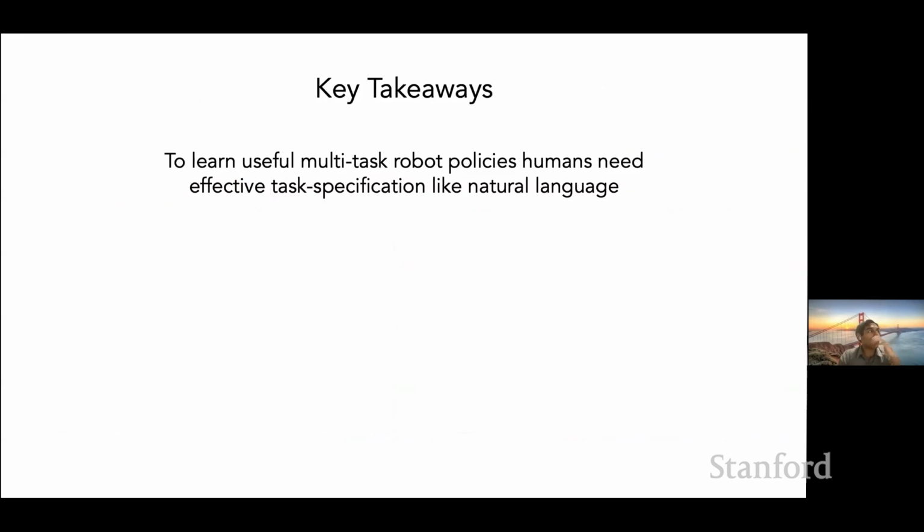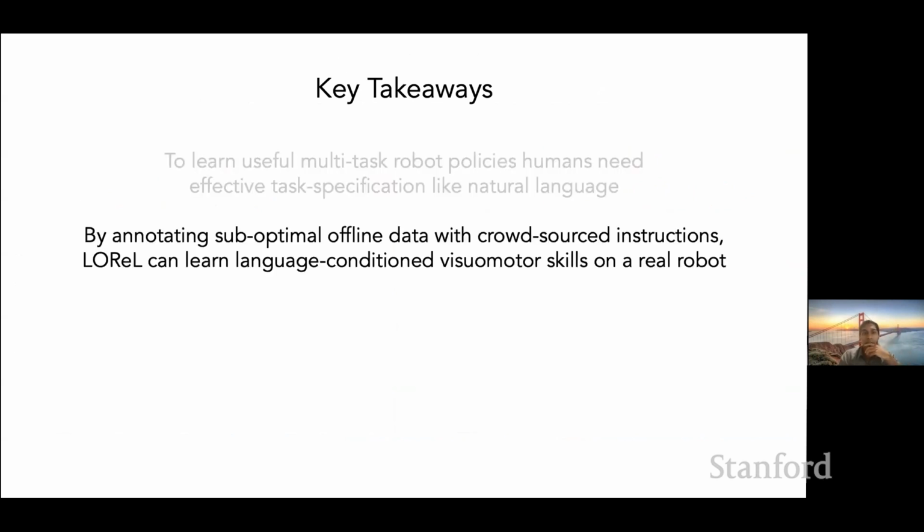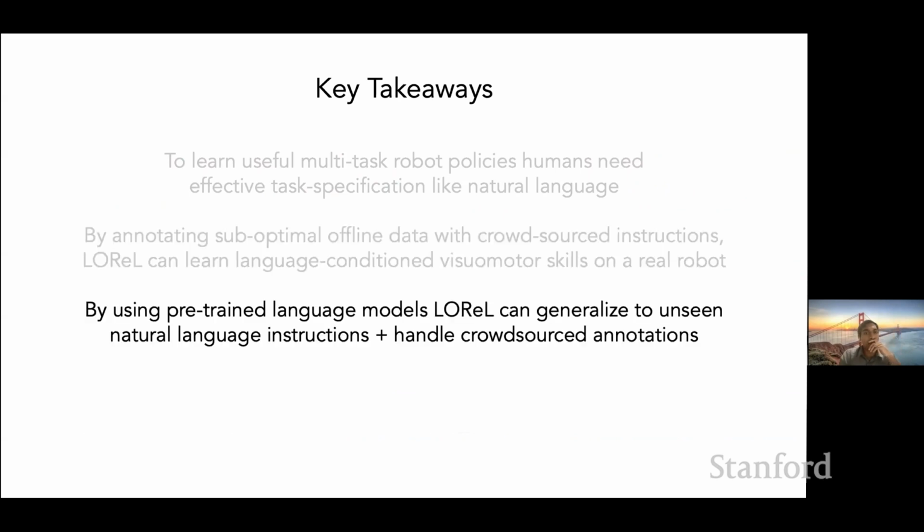So just to sum up, I think the key takeaways are, to have effective or useful multitask robot policies, humans need easy ways of specifying tasks like natural language. Using our method, we can learn these language-conditioned policies from very suboptimal offline data. And lastly, the pre-trained language models are important to actually being able to generalize to unseen tasks.